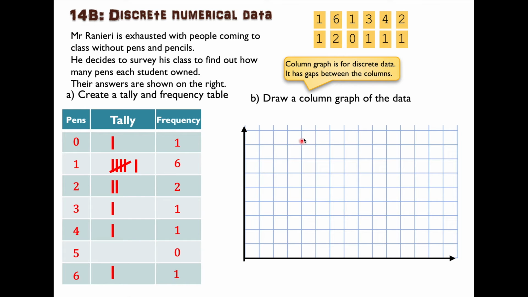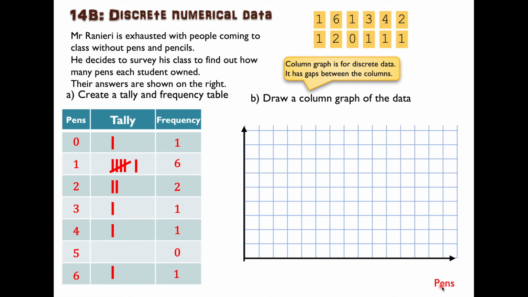So now we can draw a column graph. A column graph is really good for discrete data, and it has gaps between the columns. We'll see later that a histogram, which is a bit different for continuous numerical data, does not have gaps. But a column graph, discrete numerical data, we put gaps between the columns. There are lots of things we need to remember for a graph. For example, we need a title for the x-axis.